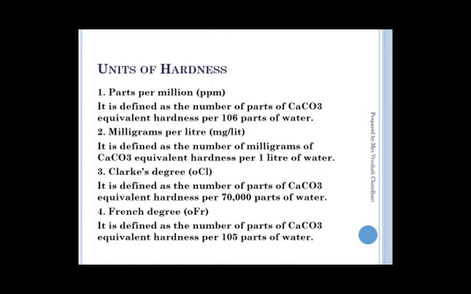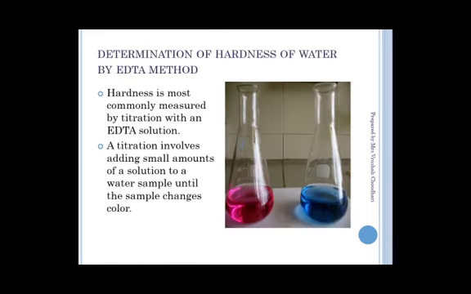Like for measuring weight we use gram and kilogram, similarly for measuring hardness of water we use units like ppm, parts per million, milligram per liter, Clark degree or French degree. Nowadays we use parts per million. How are we going to determine how much ppm hardness is present in water?